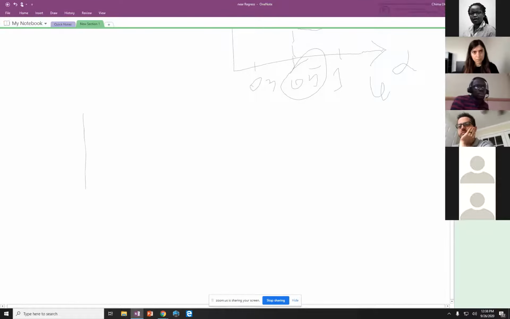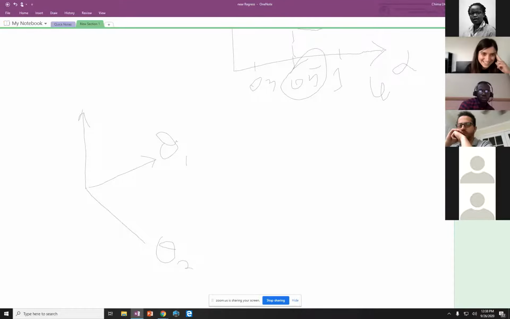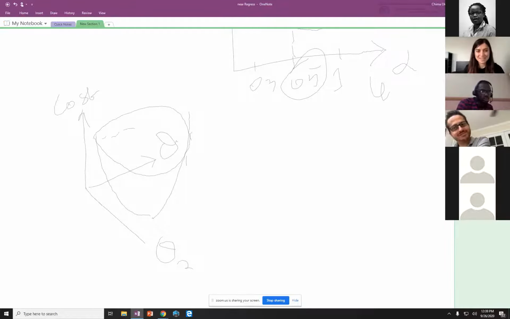So originally we have theta 1, theta 2, and then the cost. I'm so sorry if this looks awful. That's perfect.